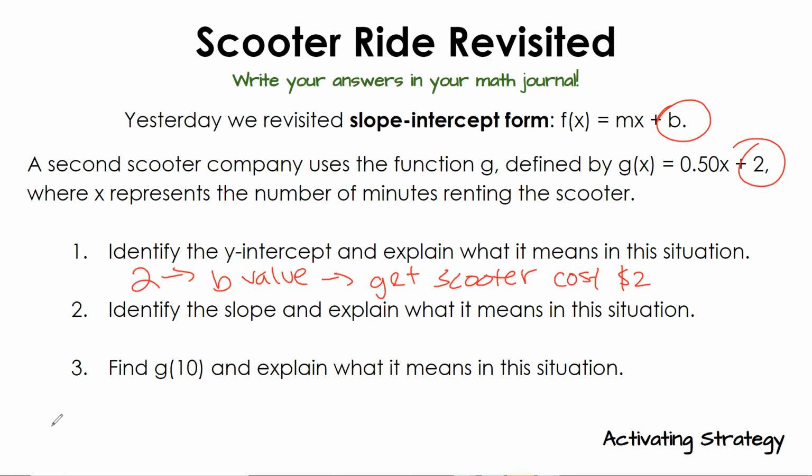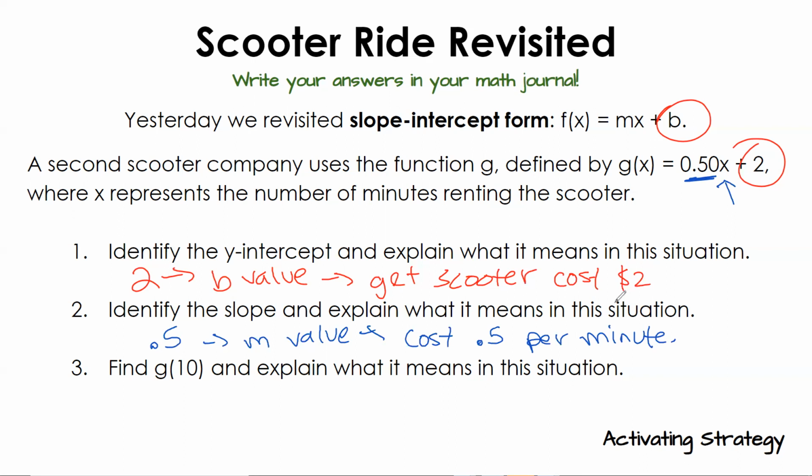Now, what is the slope? 0.5. All right. And we know that because that's the m value. And what does it mean in this situation? How much does it cost for 1 minute? 50 cents. So it costs 50 cents per minute. So we have 50 cents per each minute. 2 was the cost of getting on the scooter, right?